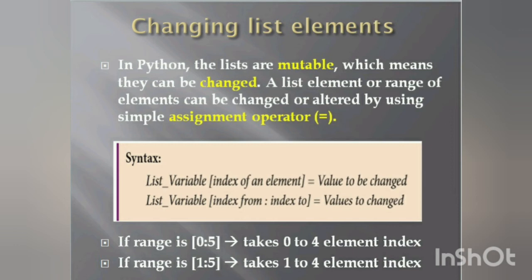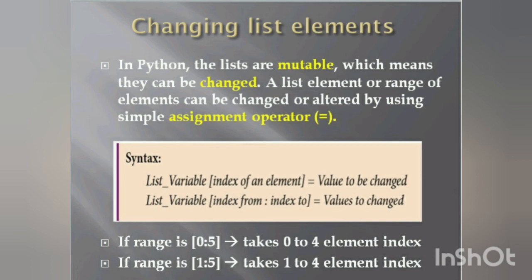Then the next one is for a range: list variable, then index from, colon, then index 2. The list variable is the list variable name, then the square bracket. Suppose you are going to change a range of elements, this index from is the beginning index of the range. From which index value you are going to change, that starting index value you have to mention here, then colon, then index 2 is the end of the range, which is excluded in the range.